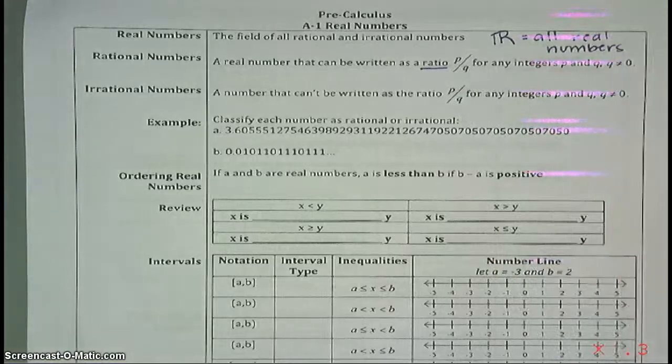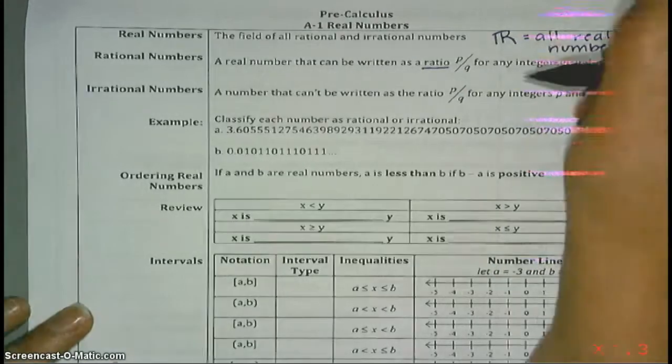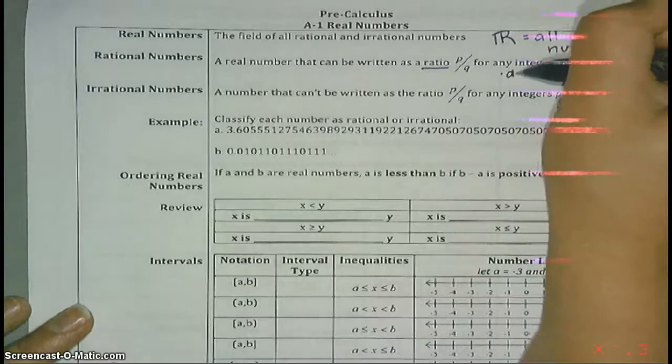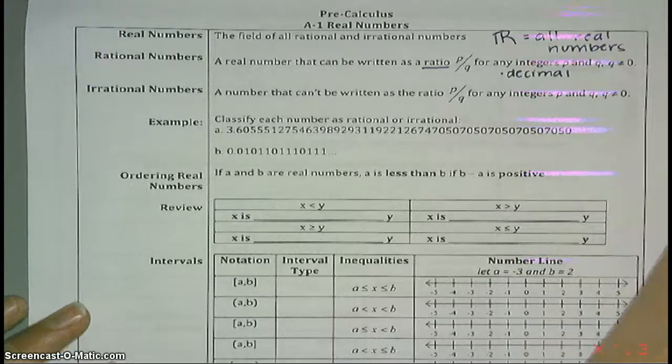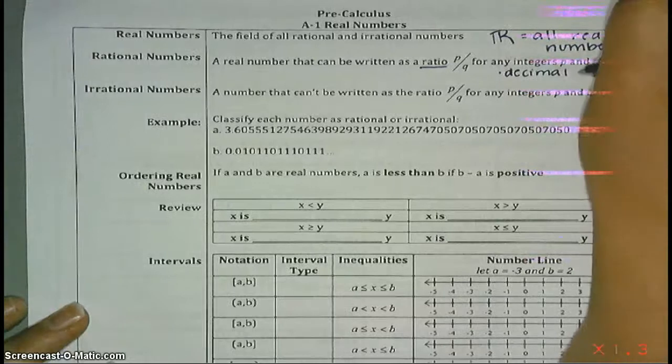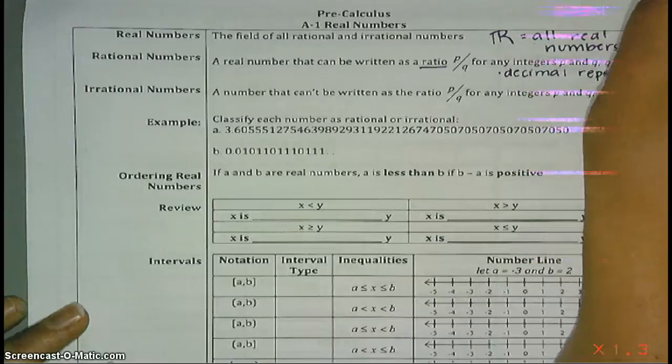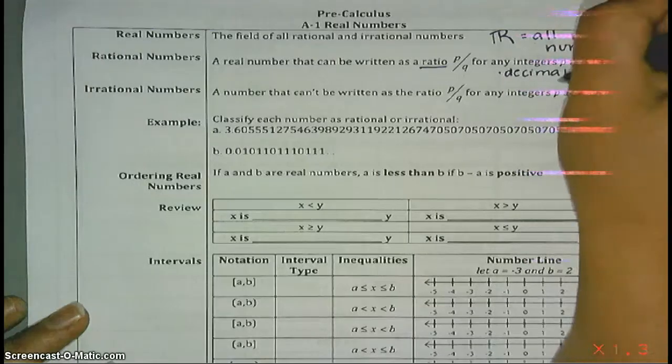Some other things to know about rational numbers. Anytime that you have a decimal that repeats or stops, that's going to be considered a rational number.